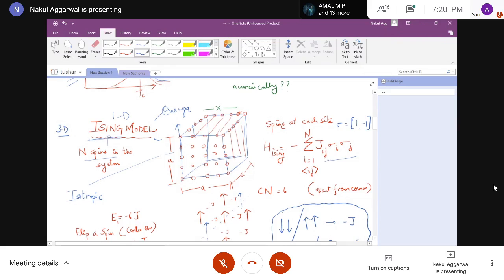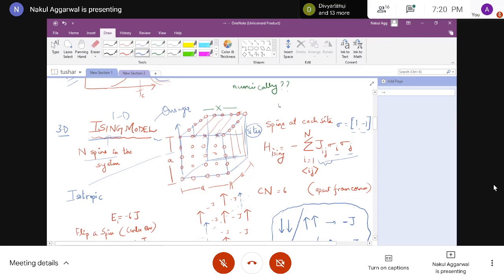So this is the standard one that he proposed. Sigma i and sigma j are the spins in your system, which can take values 1 and minus 1. The J_ij are the interactions between the ith and the jth spin. These are called sites, so each site has a spin.